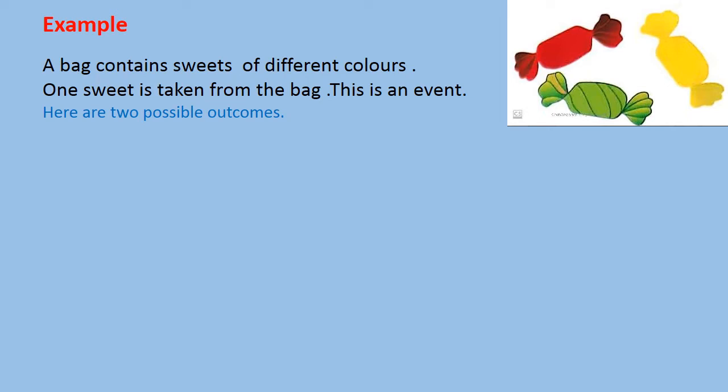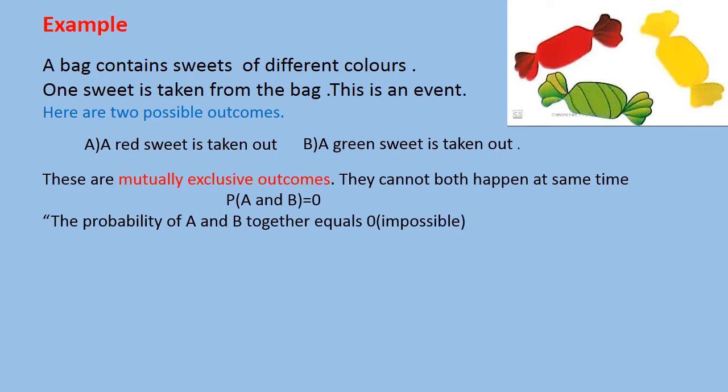A bag contains sweets of different colors. One sweet is taken from the bag. This is an event. Here are two possible outcomes. A, a red sweet is taken out. B, a green sweet is taken out. These are mutually exclusive outcomes. They cannot both happen at the same time. That means I cannot take a red and a green at the same time because I have taken only one sweet. So the probability of A and B together equals zero, impossible. So these are mutually exclusive outcomes.